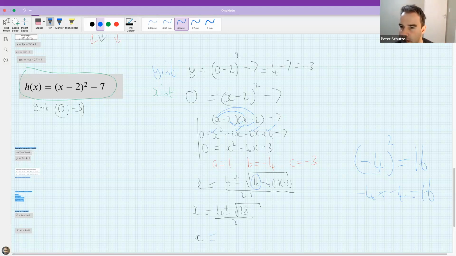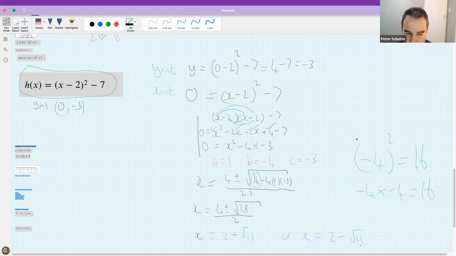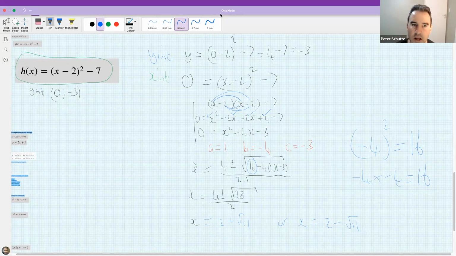Perfect. Okay, as a decimal, what do you guys get for your x-intercepts? I see Zander said 2 plus square root 11, or x is 2 minus square root 11 is what Zander is saying. Do you agree with Zander's, or do you have a decimal one that you got? Anybody else have an answer? And then I can just grab my calculator quickly. What do you get when you go 4 plus square root 28 over 2? Are you getting the same? That's what I want to check. 2 plus square root 7 and 2 minus square root 7.